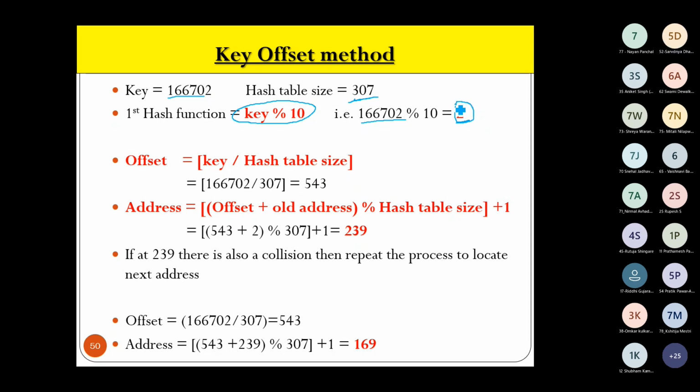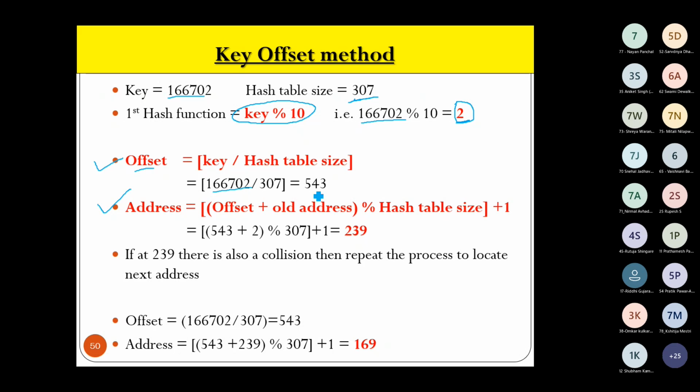Okay. So here we are considering that the main hash function is this one, key mod 10. So what is our key? 166702. Mod 10 is 2. So first hash function is resulting into address 2. Okay. So these methods will be applicable when there is a collision. Let us consider that a collision has occurred at address 2. So in that case what to do? In that case find out the offset and find out the new address. So what is offset? Offset is nothing but key divided by hash table. So what is our key? 166702, right, divided by 307.